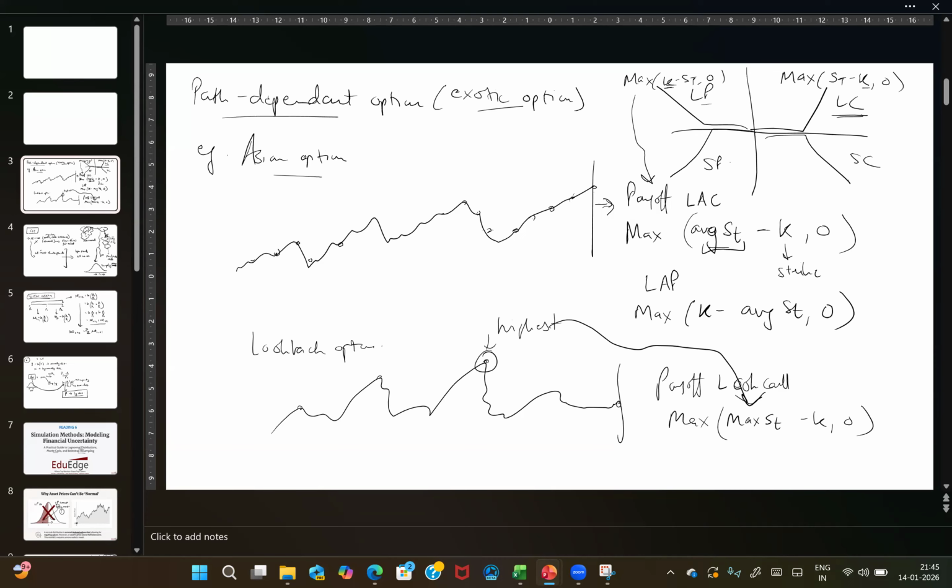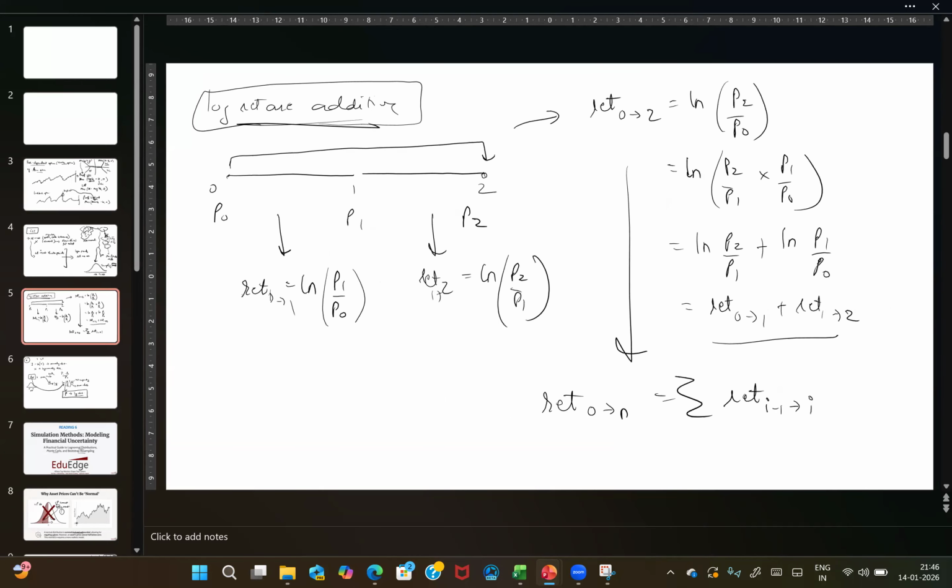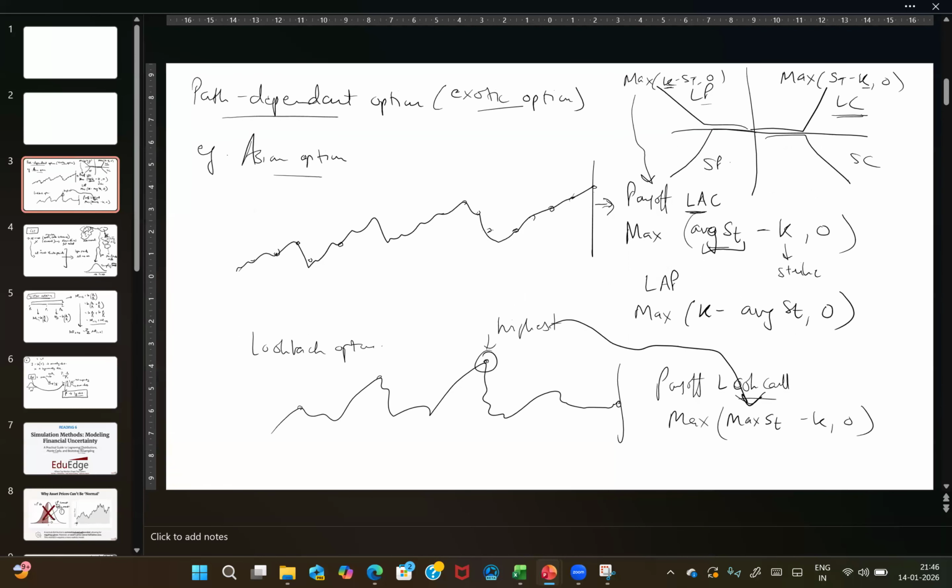So how would you simulate the values of these exotic calls or puts? How will you find the value today? What we'll have to do is simulate various paths, calculate the payoffs, then calculate the average of those values and then discount them back to today. So that's where Monte Carlo simulations could be used. We'll go through the method very soon. Any questions on this?